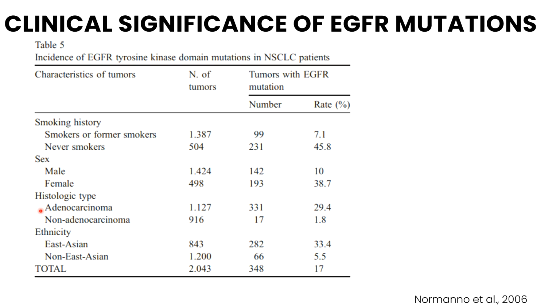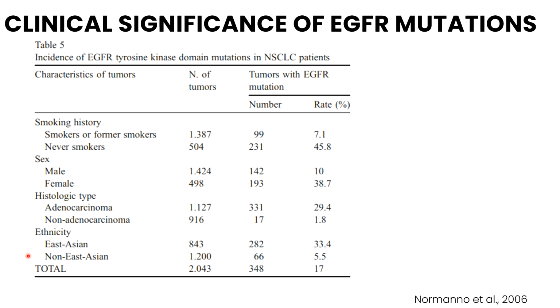Now moving on to the histologic type. Examining this type of tumor, patients with adenocarcinoma demonstrate a higher incidence of the EGFR mutations than patients with non-adenocarcinoma tumors. This is one of the reasons why molecular testing has become such a routine part of evaluating patients diagnosed with lung adenocarcinoma.